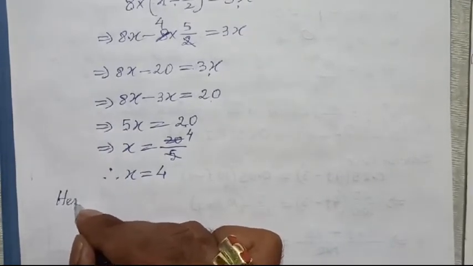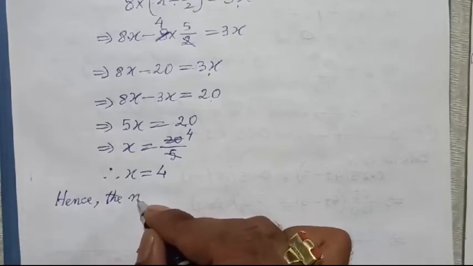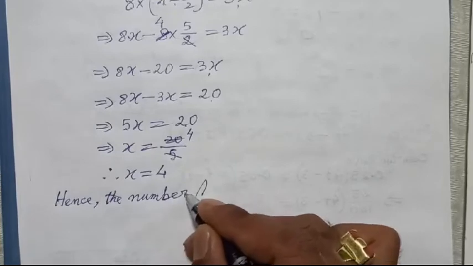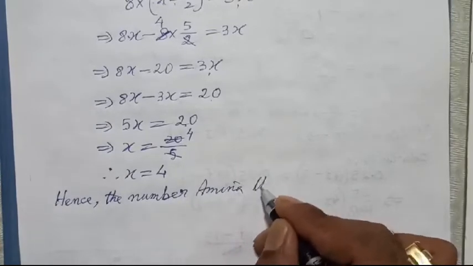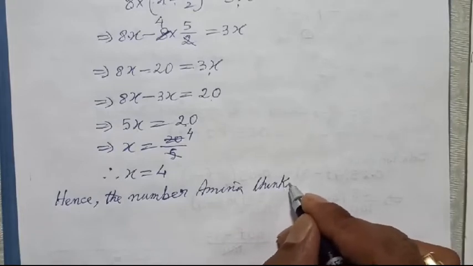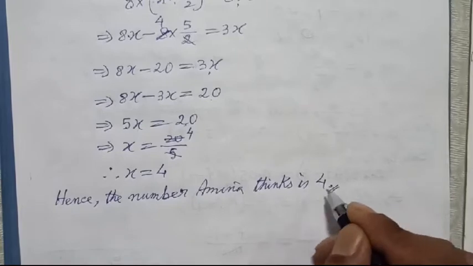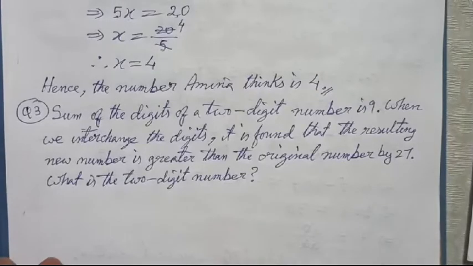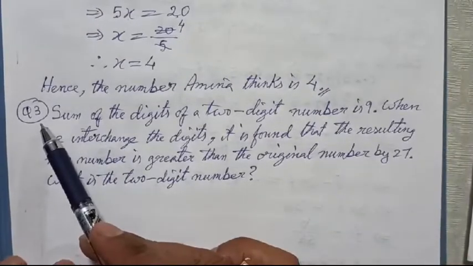Hence, the number Amina thinks is 4, and this is the answer. Here this question is over. Question number 2 is the same, so you try question number 2. Now let's try question number 3.